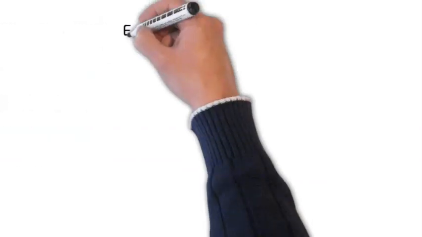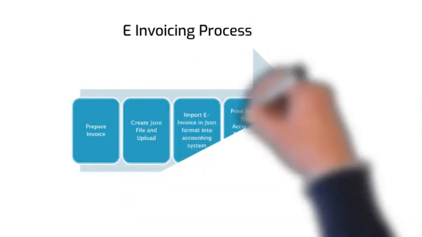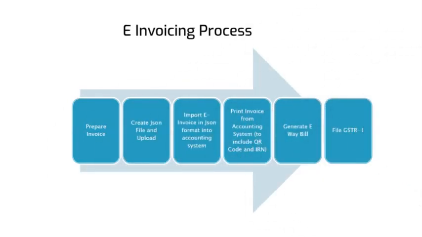Let us understand how the E-Invoicing process will be carried out. Dealer will prepare invoice as usual on its system and will upload the details through a JSON file on the E-Invoice portal. The portal will generate an invoice reference number and QR code for each invoice, which can be imported in the accounting system, and subsequently the invoice can be printed from the system with such QR code and invoice reference number. Important thing to note here is that once the E-invoice is generated from the E-Invoice portal, details of such invoice will be auto-populated on the E-Way Bill portal and GSTR-1 return.